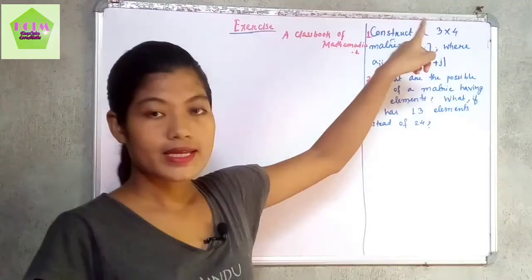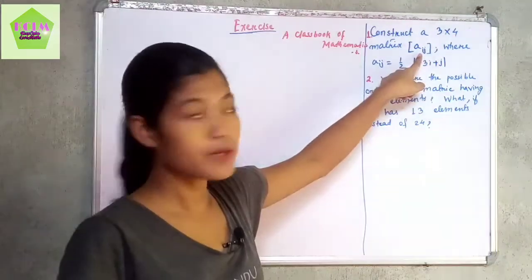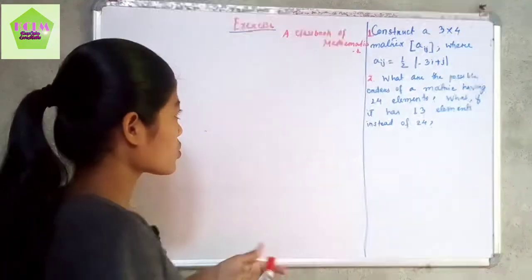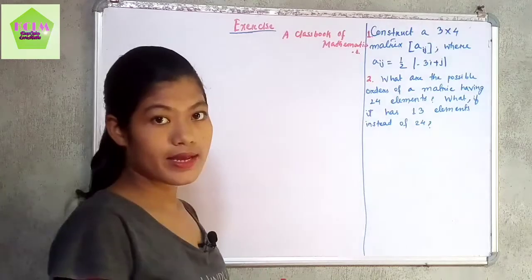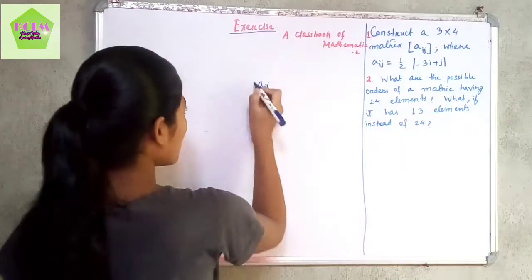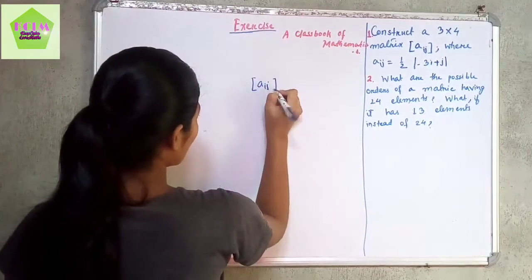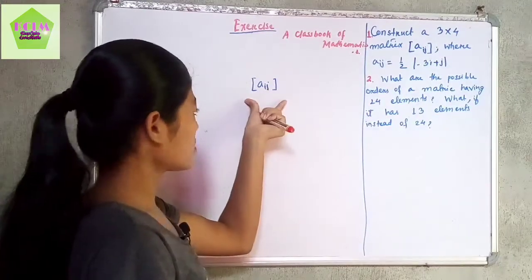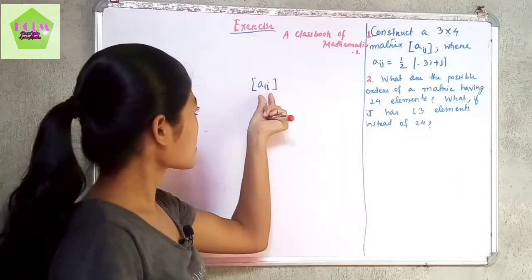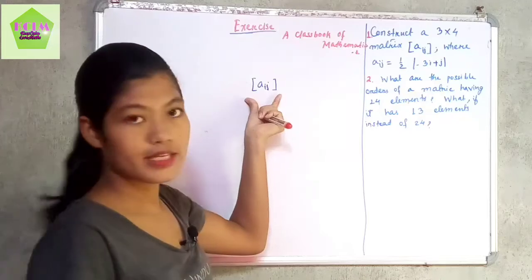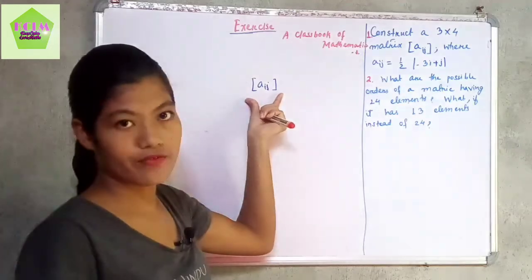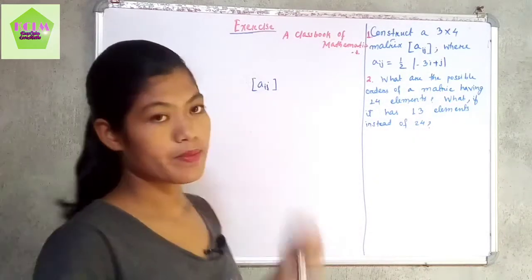So basically a matrix is represented by this symbol. The symbol a_ij is the element of the matrix. The matrix is also represented by this symbol. The elements are written in this box form or in this bracket form. So it represents a matrix.